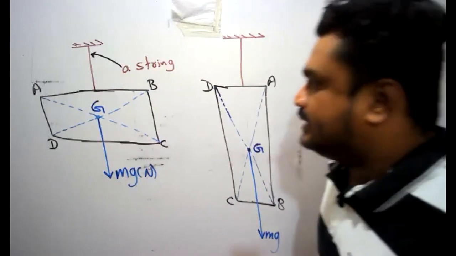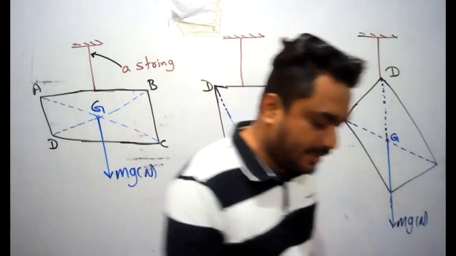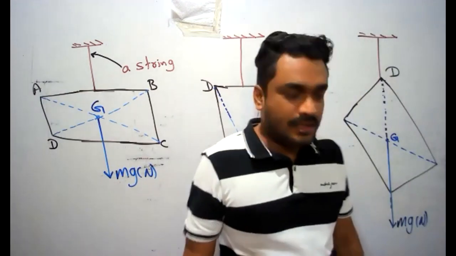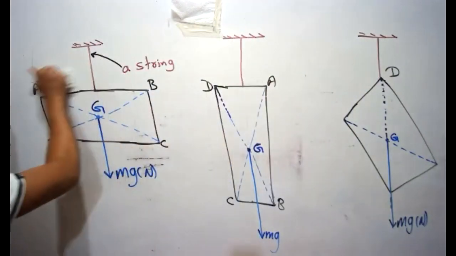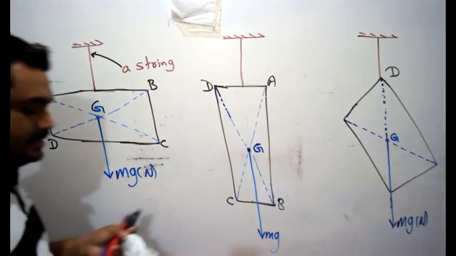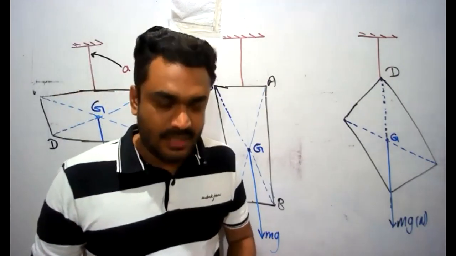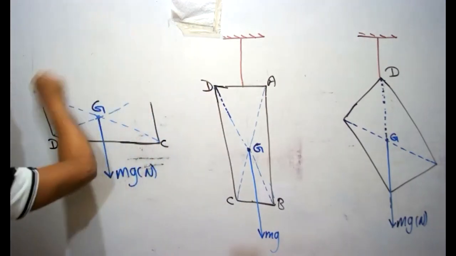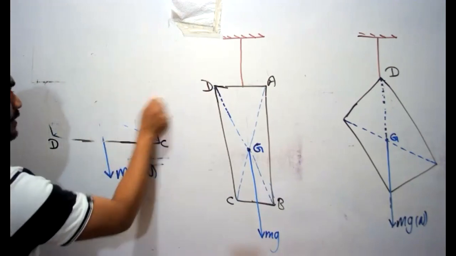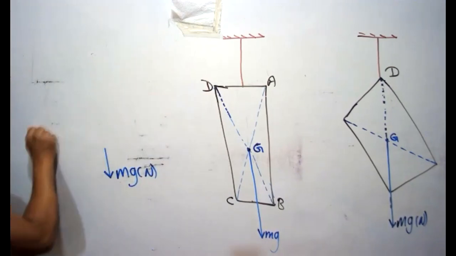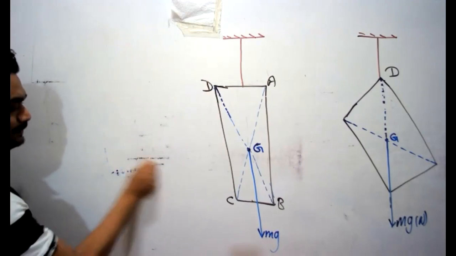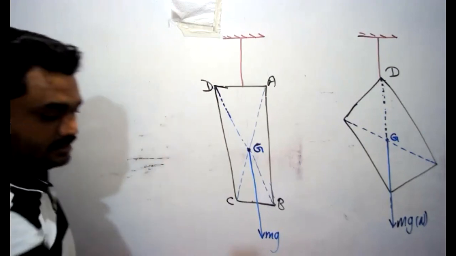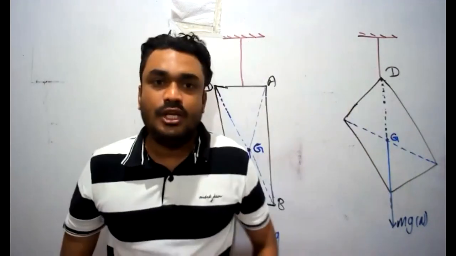Okay, please write the next subheading. Determination of the center of gravity of a uniform rod.